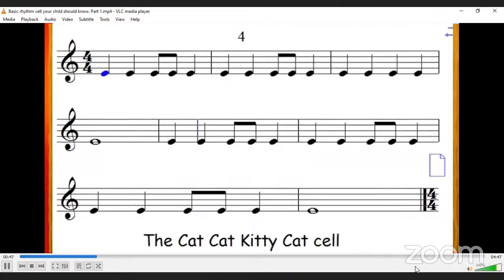Alligator. Cat, cat, kitty, cat, cat, cat, kitty, cat, cat, cat, kitty, cat. Alligator. Let's take one more exercise, then we continue.